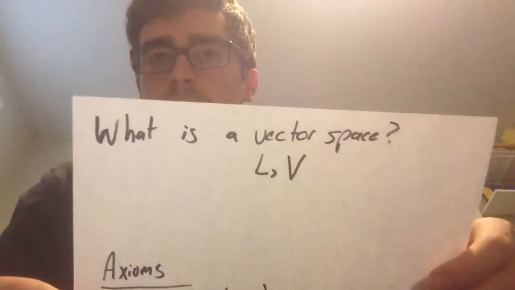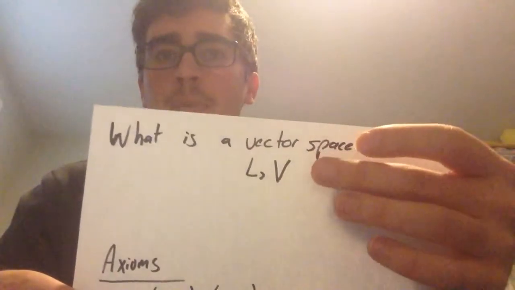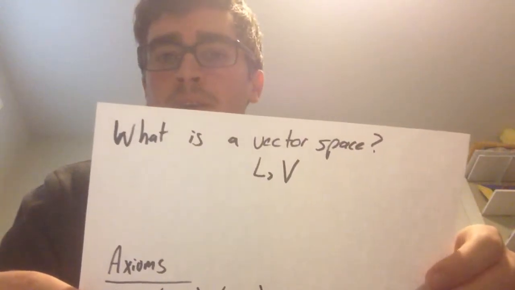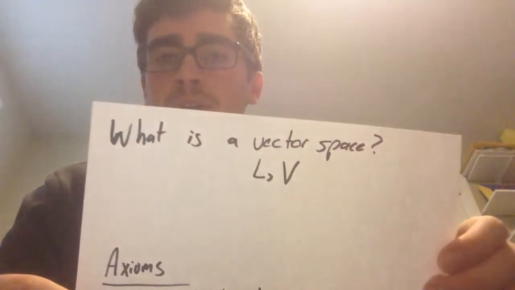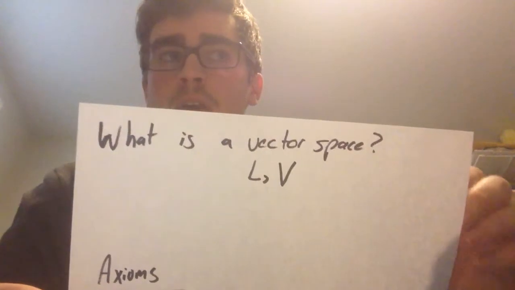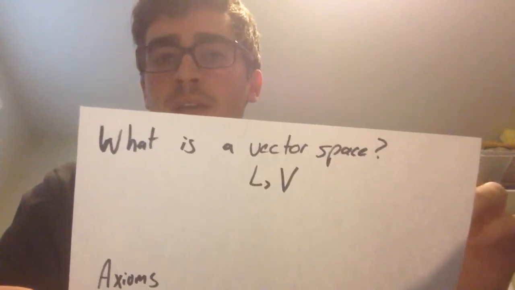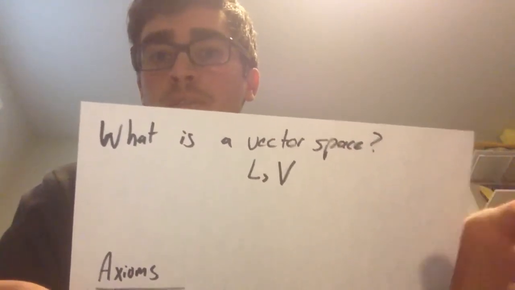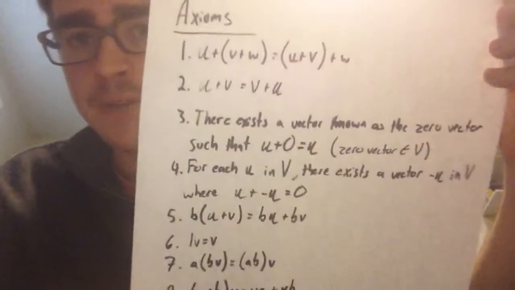What is a vector space? A vector space, usually denoted by capital V, is a set of independent vectors with two operations, vector addition and scalar multiplication. These two operations must adhere to a list of axioms in order for your set of vectors to be considered a vector space.